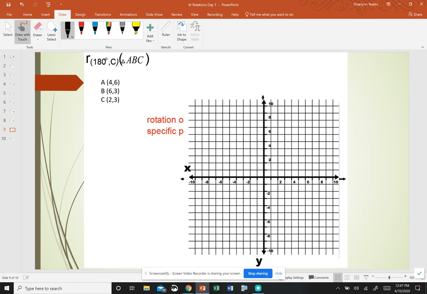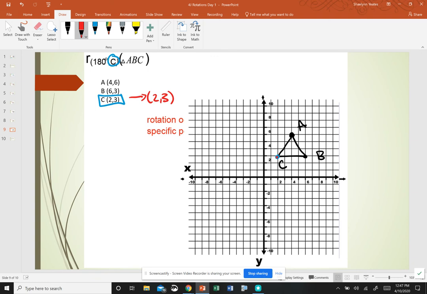Okay, so on this one, I'm going to first graph the triangle. So we're over 4, up 6. Then we're over 6, up 3. And then we're over 2, up 3. So here's A, B, C. And then our rotation point is C. So this is my rotation point. So what does that tell me about C? What's going to happen to C? Absolutely nothing. It stays in the exact same point, which makes this super easy.